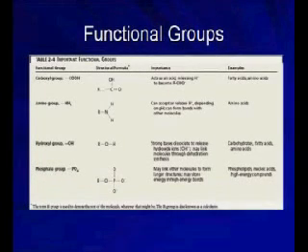This illustration demonstrates the various types of functional groups. This is table 2.4 from your textbook. It denotes the functional groups, the structural formulas related to these functional groups, the importance of each of these groups, and some examples of where you would see these functional groups.